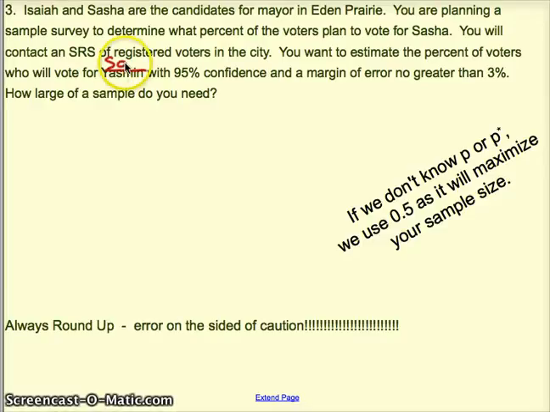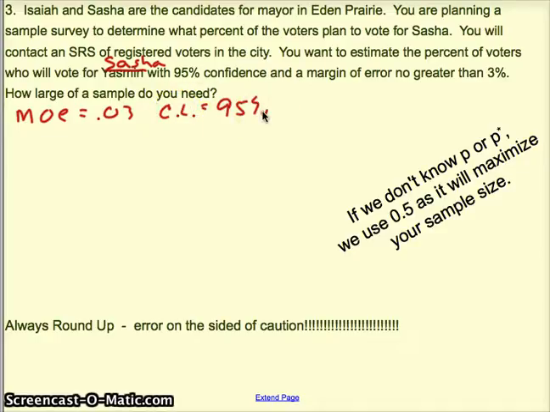Let's fix this. So I want to be within 3% of the true proportion of folks who are going to vote for Sasha. How big a sample do I need? Well, let's put the parts together here that we know. We're interested in a margin of error of 0.03. When we do this, we need to use the margin of error as a decimal because of the math. Our confidence level here is 95%.